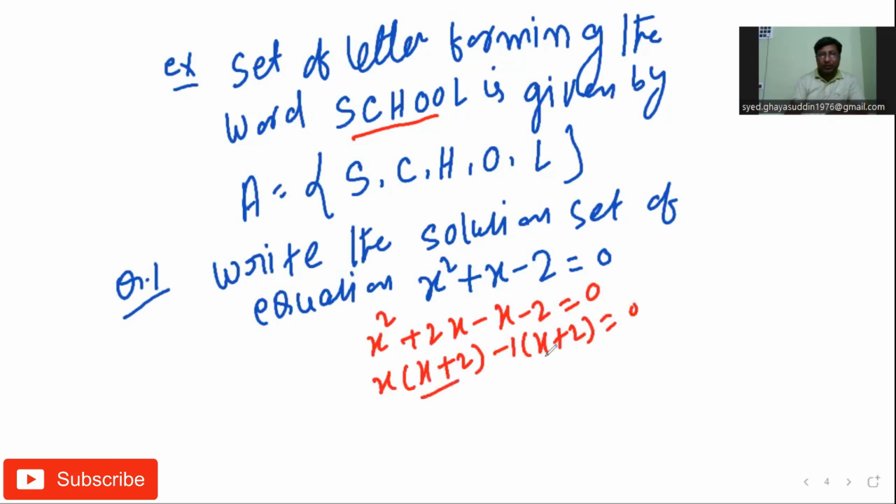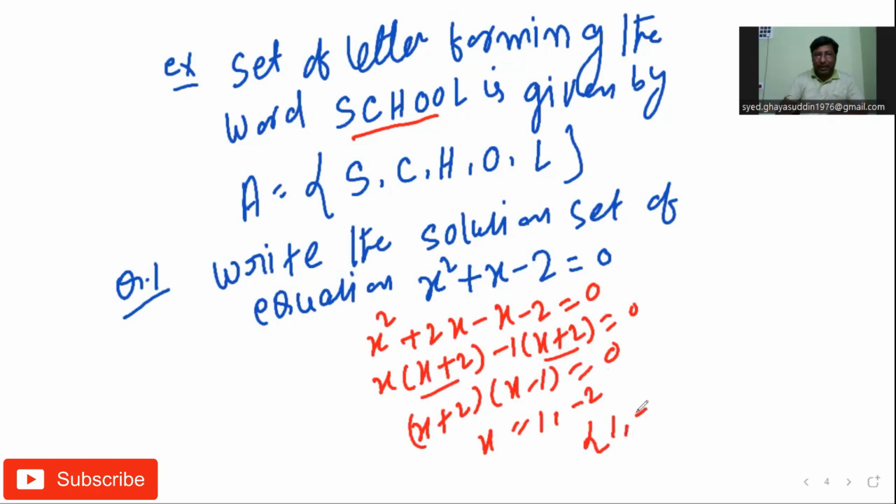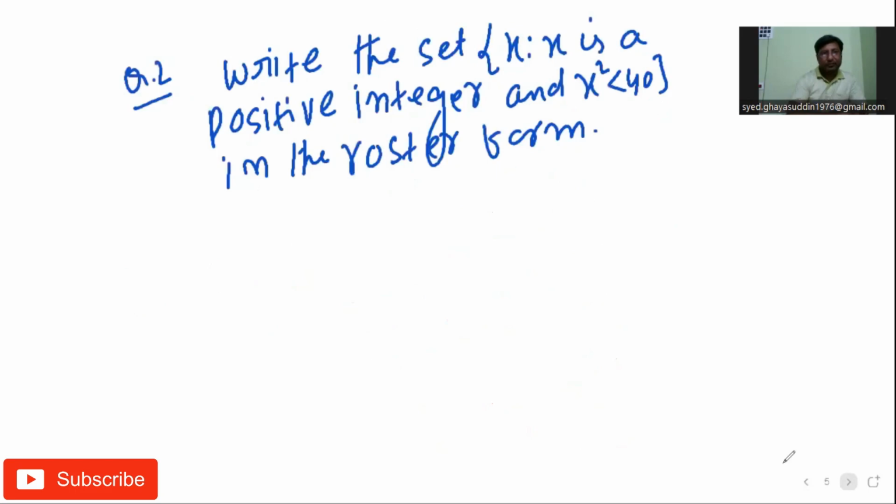So (x + 2) and this is (x + 2). So (x + 2)(x - 1) = 0. So x equals what? That is 1 and -2. So the solution set of this equation will be what? That is {1, -2}. This is the solution set of the equation x² + x - 2 = 0. Now just see the next question.